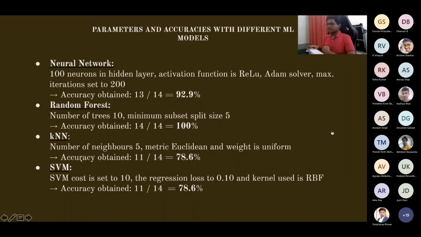For the support vector machine, the cost was set to 10 and the regression loss epsilon to 0.1, and the kernel I used was RBF. The accuracy obtained was again 11 out of 14, which is 78.6%.